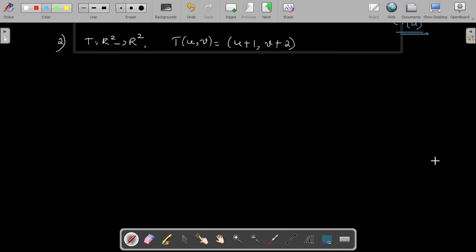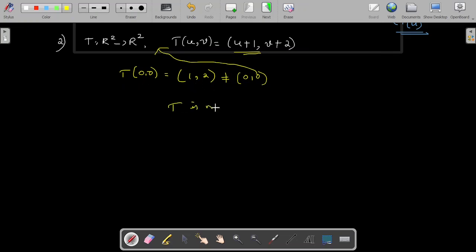Now see the second problem. T from R cube to R square, T of u comma v equals u plus 1 comma v plus 2. So clearly it is visible here it is not linear because it doesn't fix the origin. T of 0 comma 0 goes to 1 comma 2, which is not equal to 0 of the second vector space. What is the second vector space here? R square. 0 of R square is 0 comma 0. So 0 is not mapped to 0 comma 0. Therefore this transformation is not linear. Always check whether 0 is fixed. That is the first thing to do.